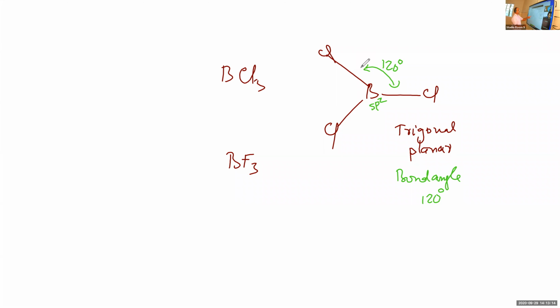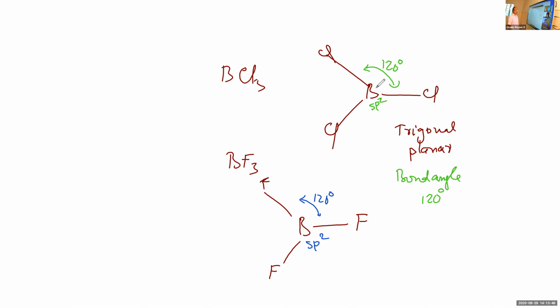Okay. Similarly, take BF3. In BF3 also, same case. We have boron, and here there is a fluorine atom, here a fluorine atom, and here also a fluorine atom. So the molecule is, as before, trigonal planar with a bond angle of 120 degrees. That is also due to the sp2 hybridization of the boron atom in BF3.